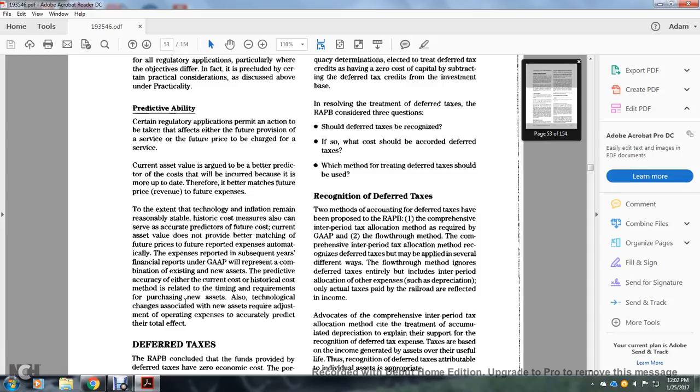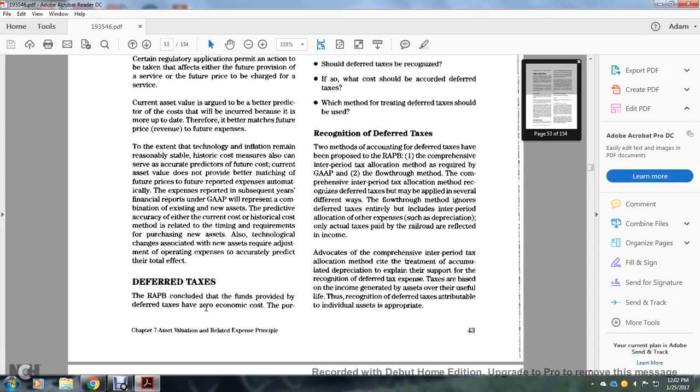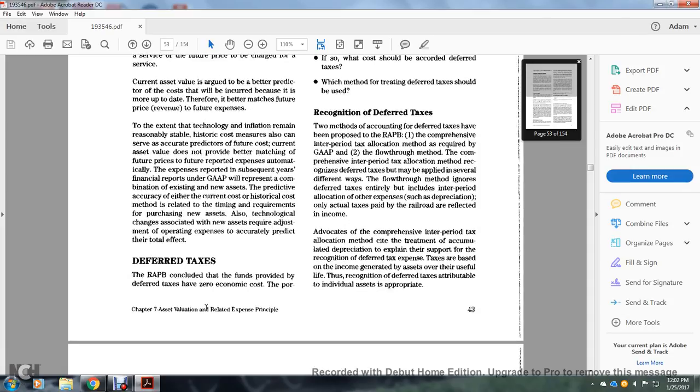All technology changes associated with the new assets require adjusting the operating expense to accurately predict the total effect. Fact.